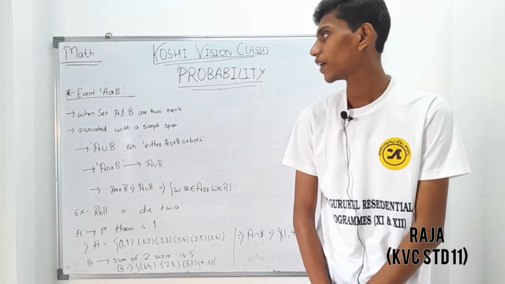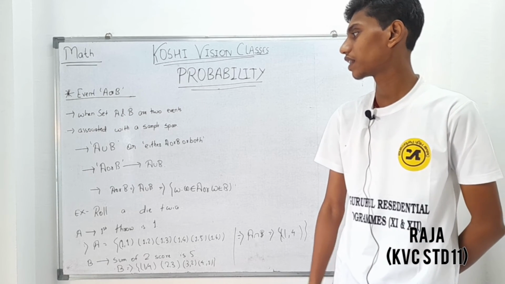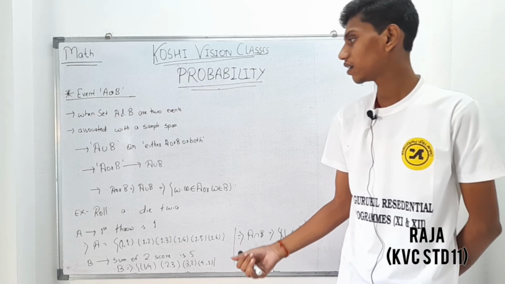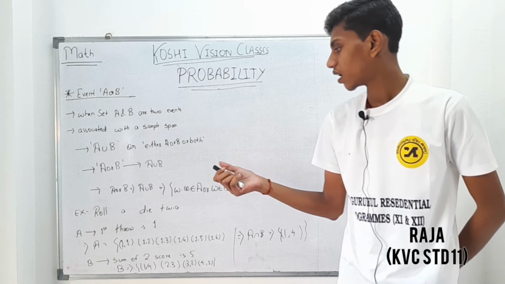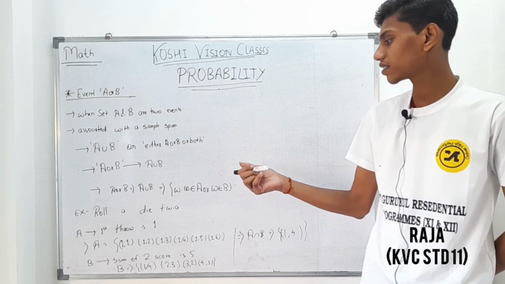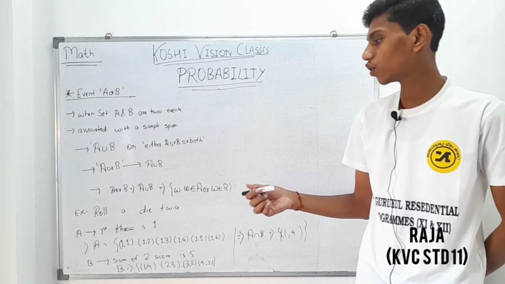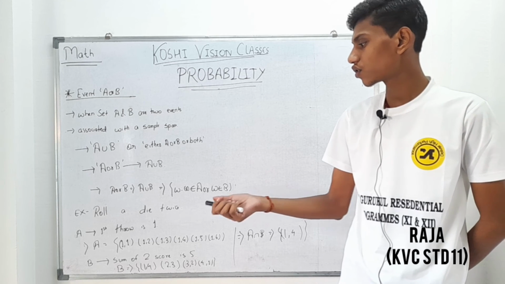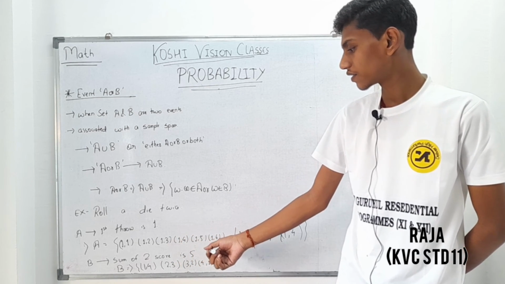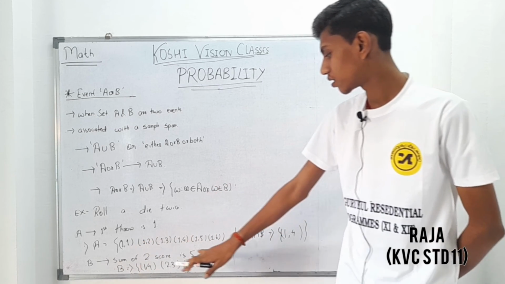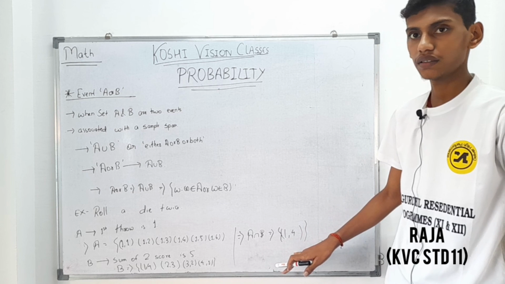Now we will talk about event A or B. When A and B are two events associated with a sample space, then A or B, or either A or B, is equal to A union B, where omega belongs to A or B or both. Example, when you roll a die twice, A is equal to first roll is 1 and B is equal to sum of the two scores is 5. Then A sample space is this and B is this. Then A intersection B is equal to 1 and 4.